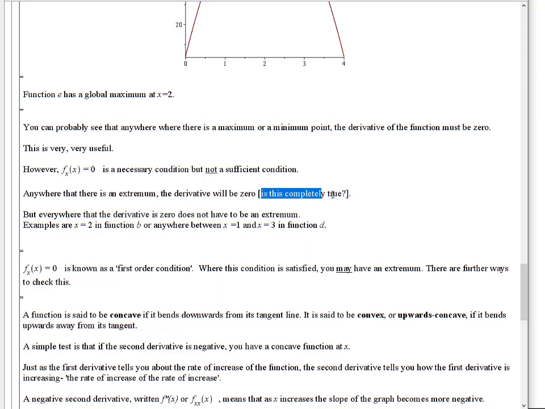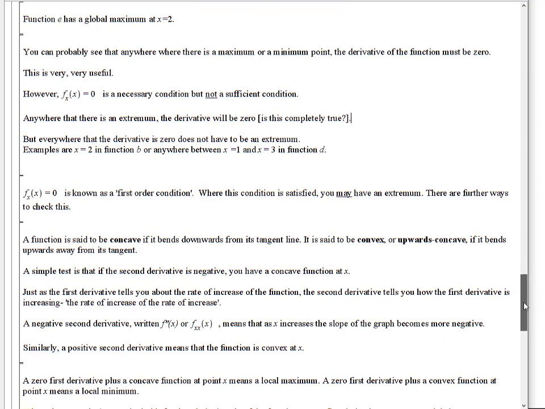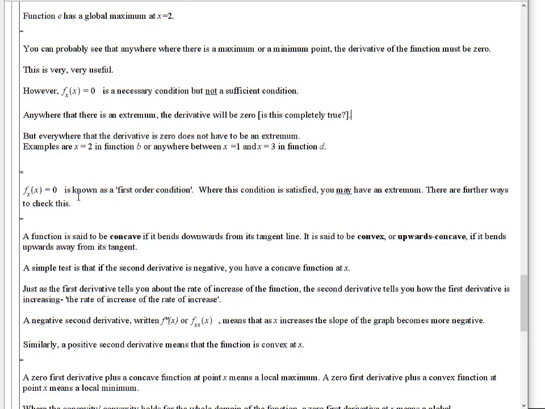And if this is seeming very easy to you, see if you can think of any exceptions to that, and let me know if there's any exception you can think of. But anyway, the derivative being 0 doesn't have to be an extremum, like those two examples I showed you above, the false alarm ones. So the derivative being 0 is known as a first order condition. So you may have an extremum. There's other ways you can check it.